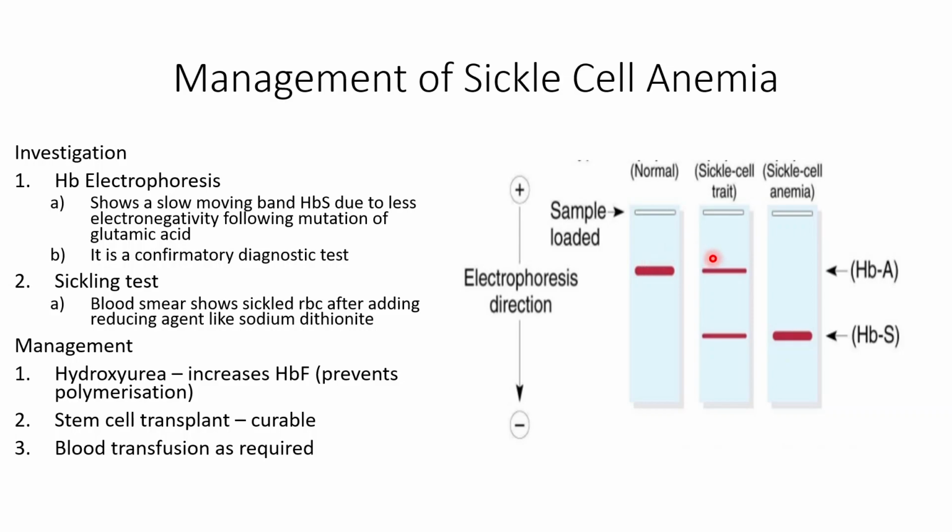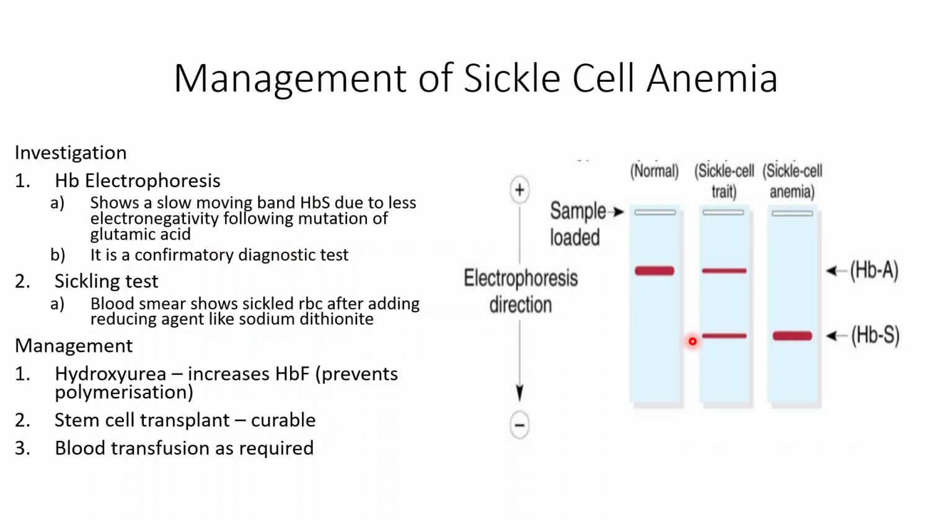Now when we have sickle cell, the electrical condition changes. Why does it change? Because glutamic acid is replaced by valine, so the electrical charge on the hemoglobin also changes. Glutamic acid has a specific charge, so that charge also changes. It shows a slow moving hemoglobin S due to being less electronegative following the mutation of glutamic acid.